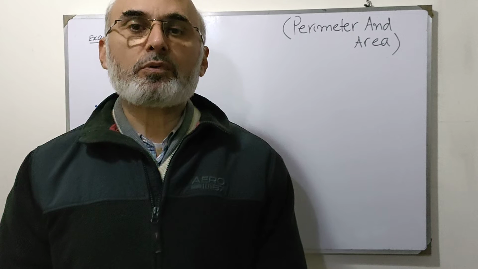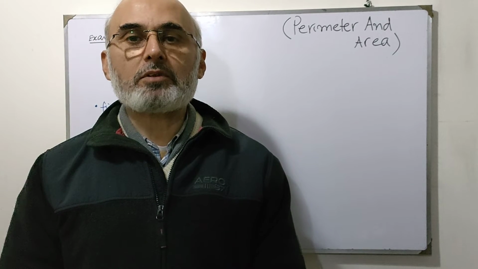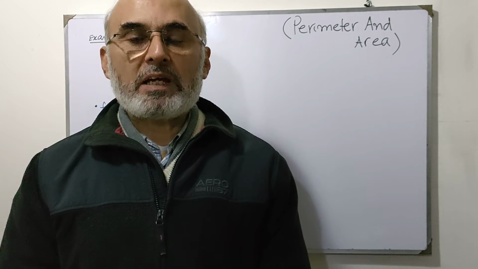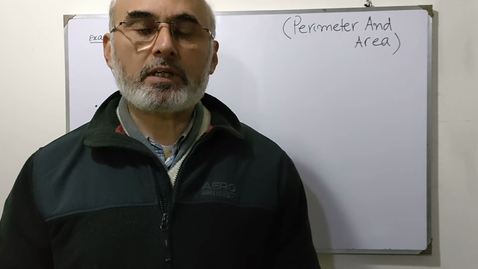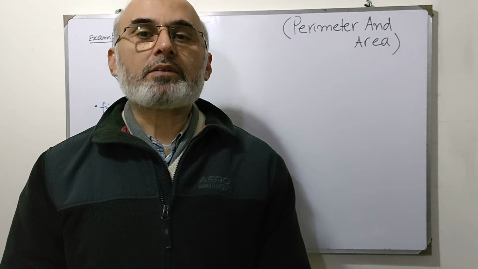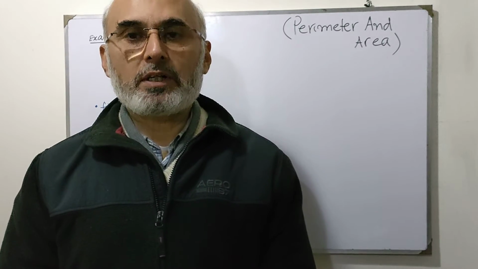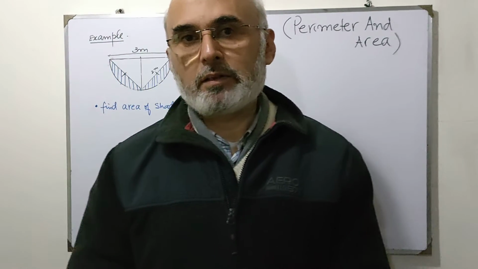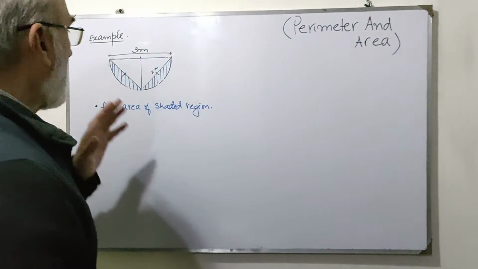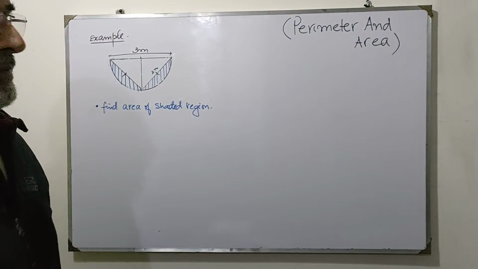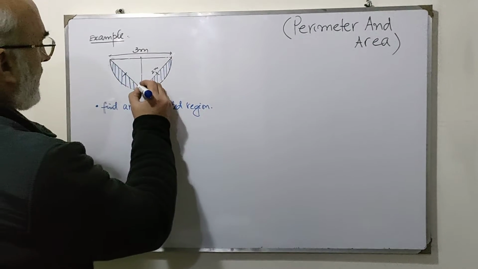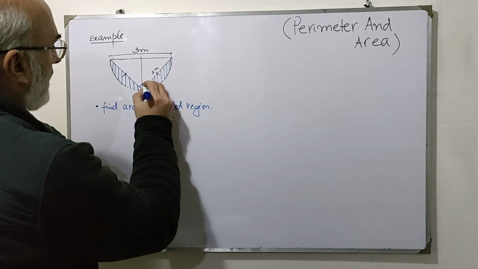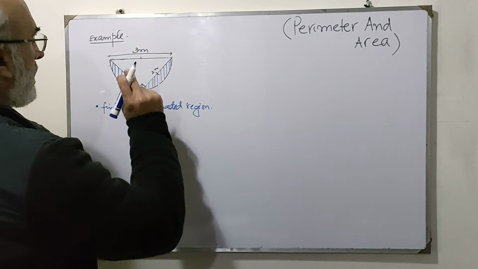In the last session, we were doing area and perimeter of some plane figures, which included some circular regions and some rectangular or square regions, and we were calculating the area for the shaded region. So continuing that, we have another example now. I have a semicircle, and within the semicircle, I have a triangle. And in this triangle, this is a 90 degree angle, okay?